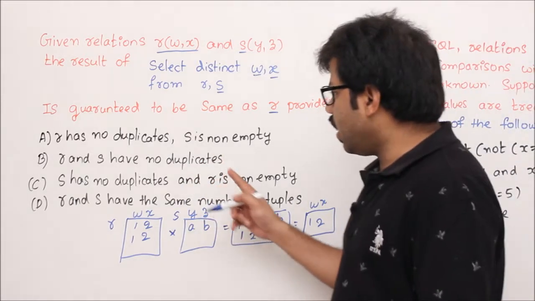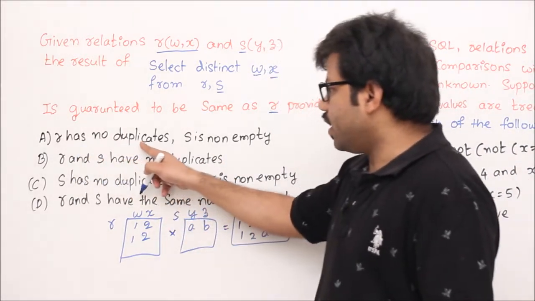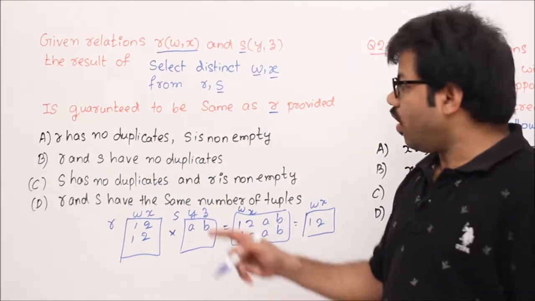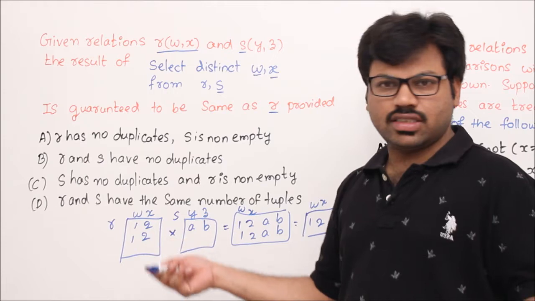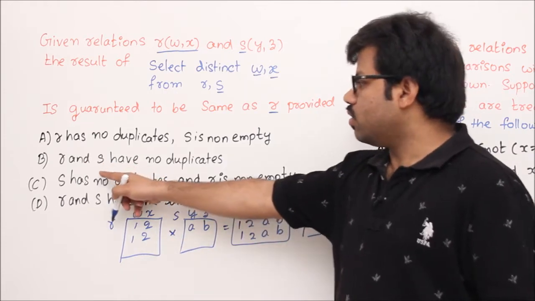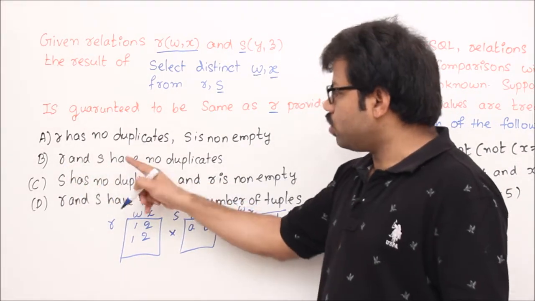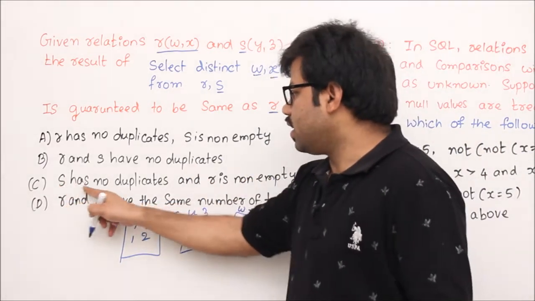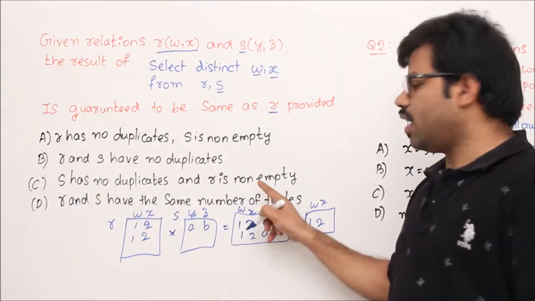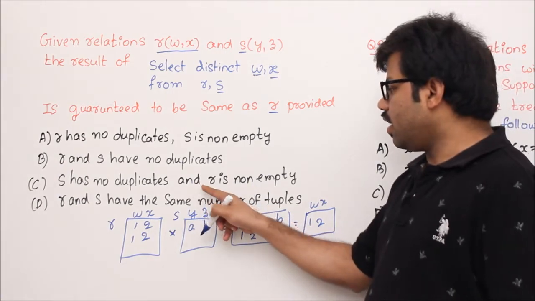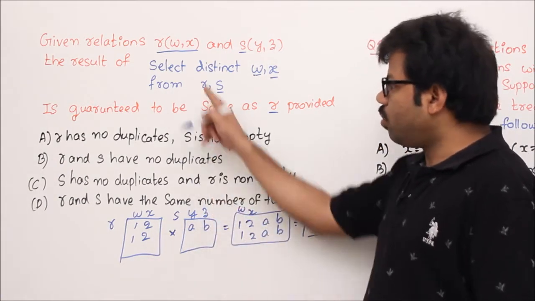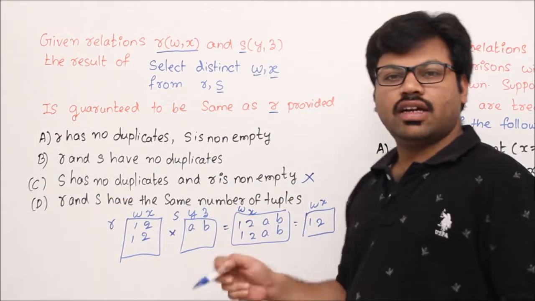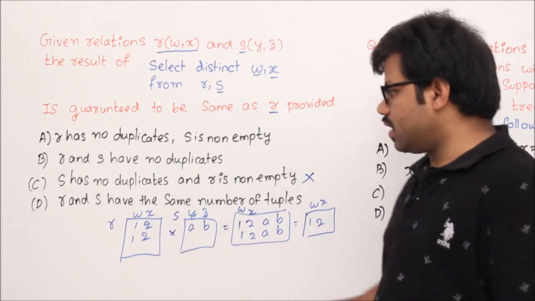So now let's see the options. R has no duplicates, correct? That is what I realized. Another option: R and S have no duplicates. So why S cannot have duplicates? We'll see that. This option says that R and S both should have no duplicates. We will come to this point. So option C: S has no duplicates and R is non-empty. Option C is saying that if R is non-empty, definitely it provides the same answer. Absolutely false, because we know that R cannot contain duplicates. Just now we have seen the example.